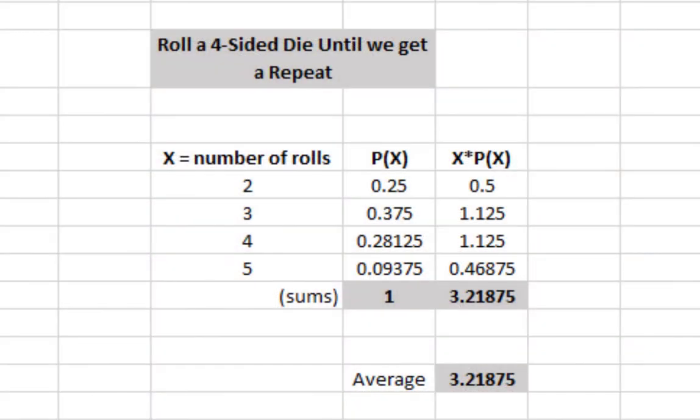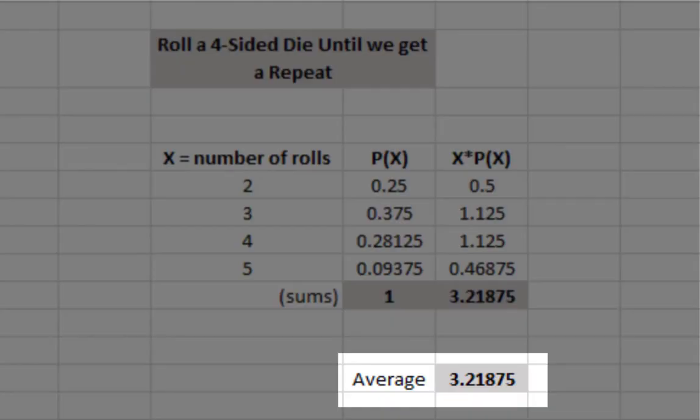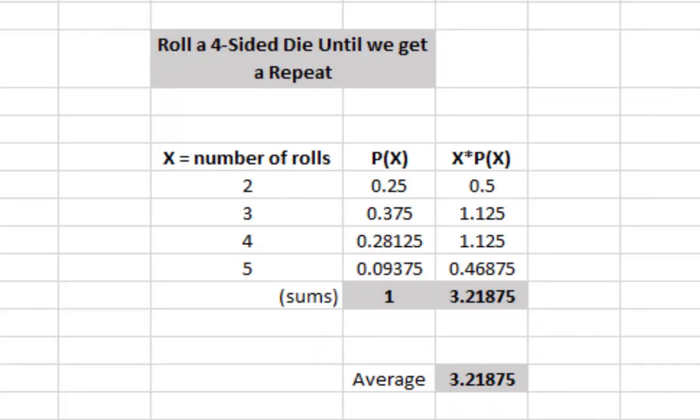All right, so looking back at our distribution, looking back at what we did earlier, we discovered that the average number of rolls it takes to get a repeated side is 3.2 on a 4-sided die. Now, some of you might be thinking, I don't understand. How can you roll 3.2 times? You can't. You can average 3.2 times. And some of you might be thinking, why does it even matter to have that much precision? Why can't you just say it's 3?